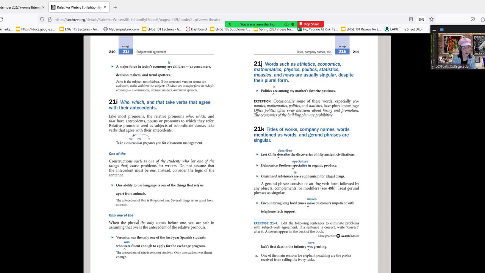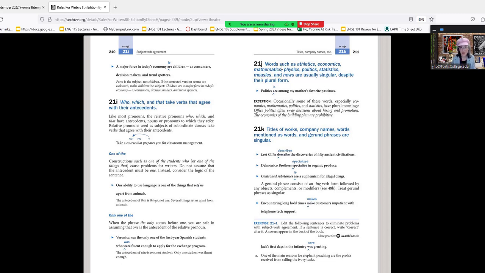Only one of the. When the phrase "the only" comes before "one," you are safe in assuming that "one" is the antecedent of the relative pronoun. So, Veronica was the only one of the first-year Spanish students who was fluent enough to apply for the exchange program. And so here, Veronica is the subject, so therefore you have a singular verb "was." And then "who" refers back to Veronica. Since Veronica is a singular subject, you have a singular verb "was."